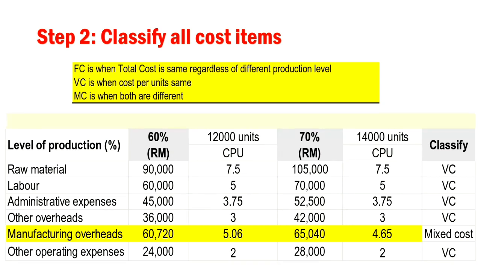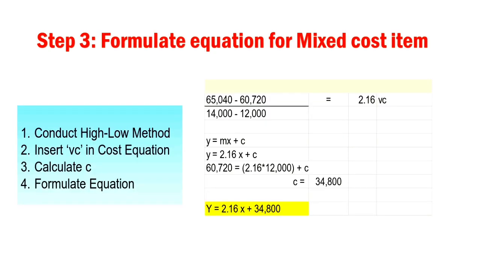high 61,040 minus 60,720 divided by high units 14,000 minus 12,000. So it is reflected here under this calculation and you will get 2.16. 2.16 here is a variable cost element. So now let's insert this variable cost element in the cost equation.